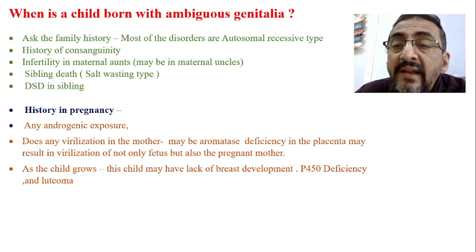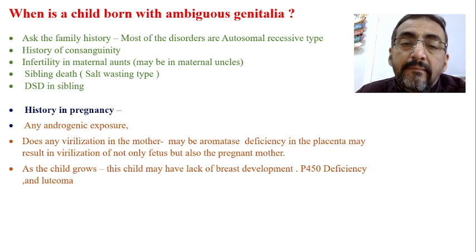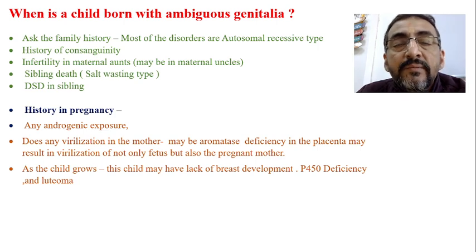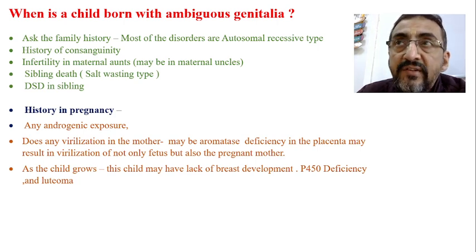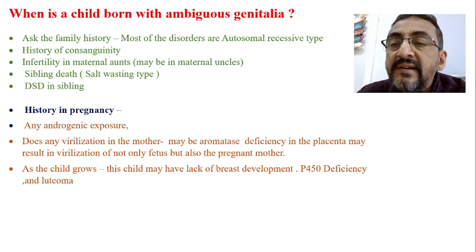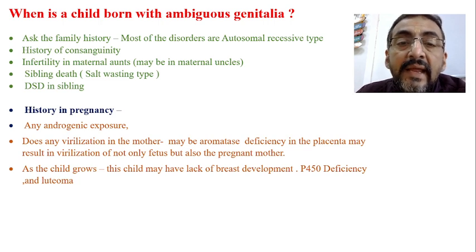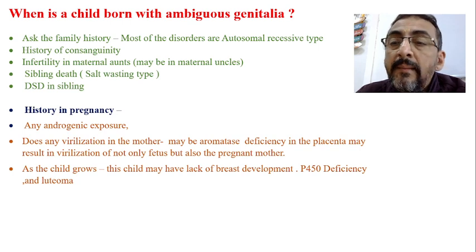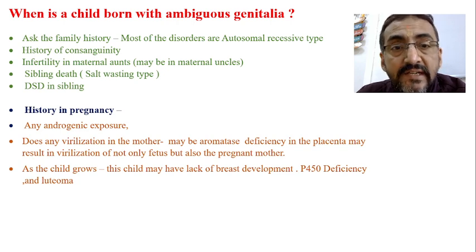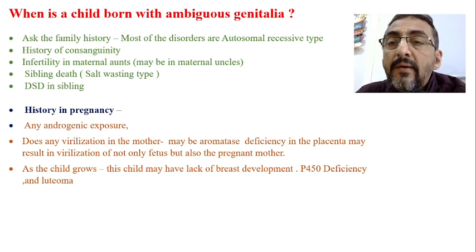Number two, any virilization in the mother. For example, aromatase deficiency in the placenta may result in virilization of not only the fetus but also the pregnant mother. So any aromatase deficiency in the placenta may also result in virilization of the fetus and also the mother. So a history of virilization during the pregnancy is also very important. As the child grows, the child may have lack of breast development. Okay, history in the pregnancy.